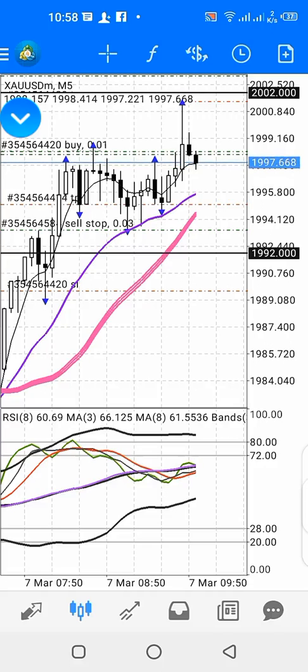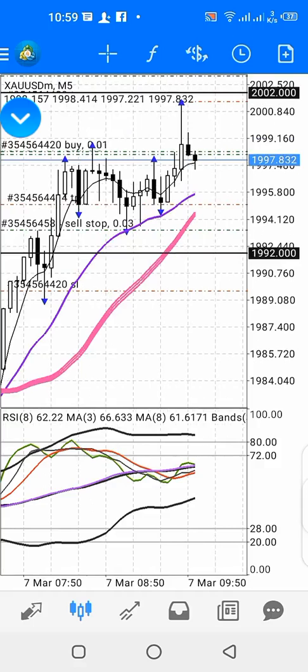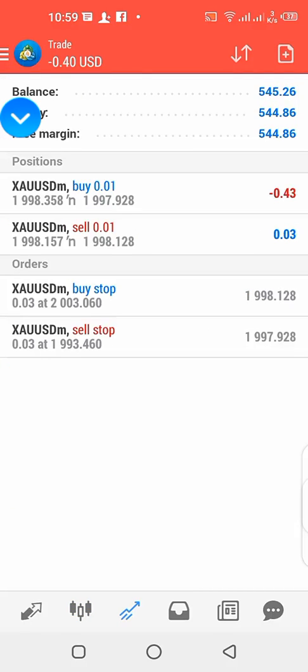and I currently have some trades running. I have two trades running: a buy trade and a sell trade. The lot size for the two trades is 0.01. Okay. Now for the ultra evasive Grail strategy part of this video.